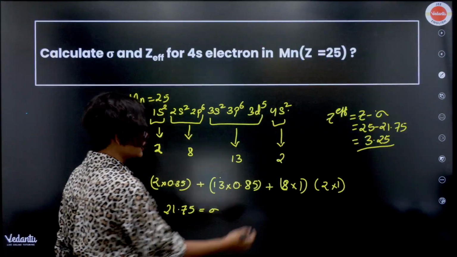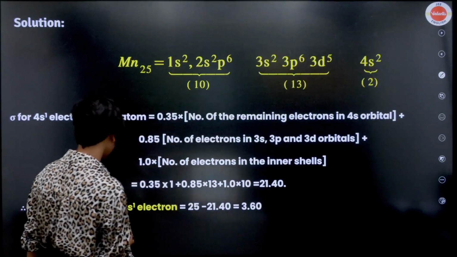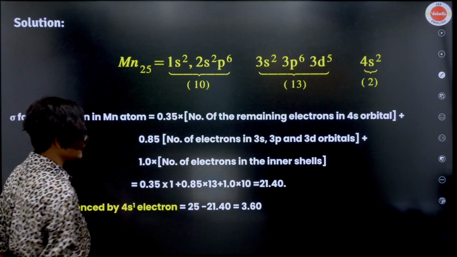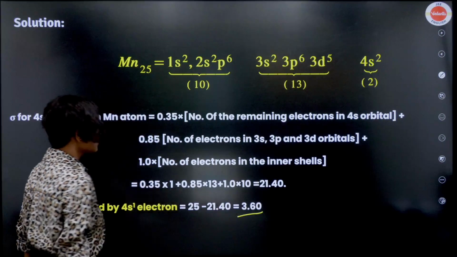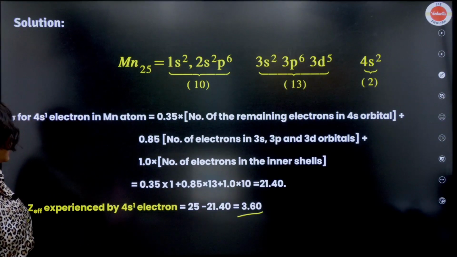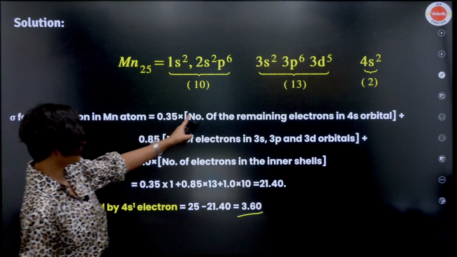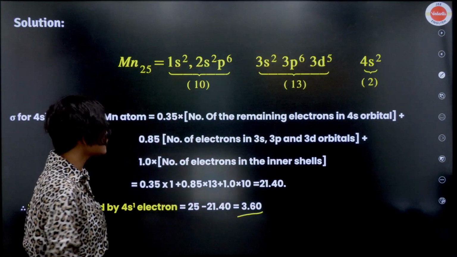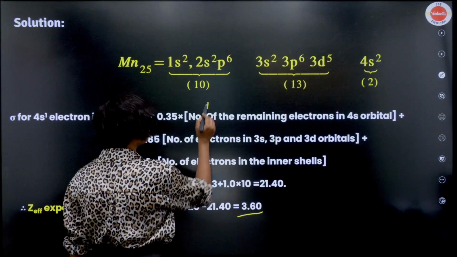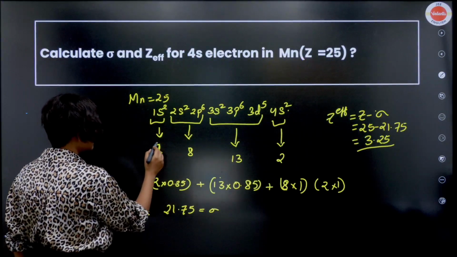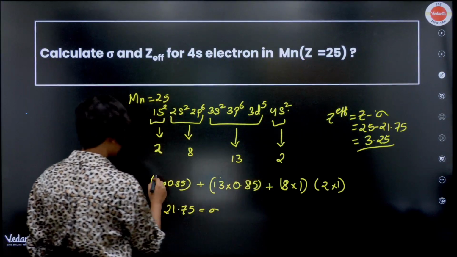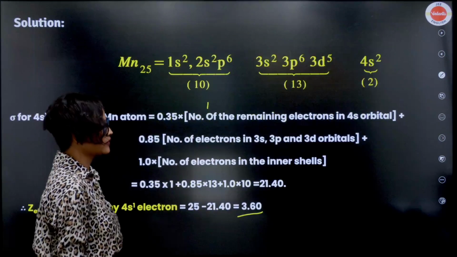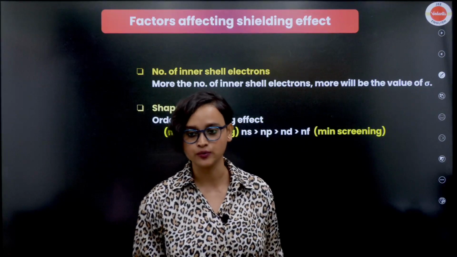So 3.25 is what we found, but here the Z effective experienced by a 4s electron will be around 3.60. The only difference is the number of remaining electrons, so it will be 0.35 into 1 instead of 2 here. Instead of 2, you can take 1. So when you take 1, then the result will change, okay? That's what you have to do.